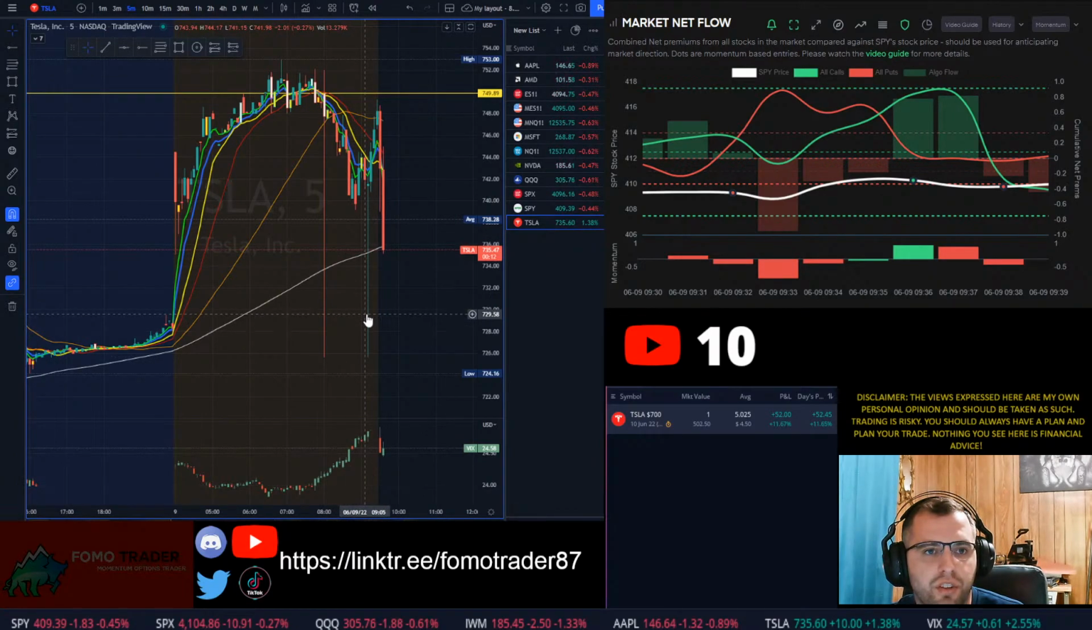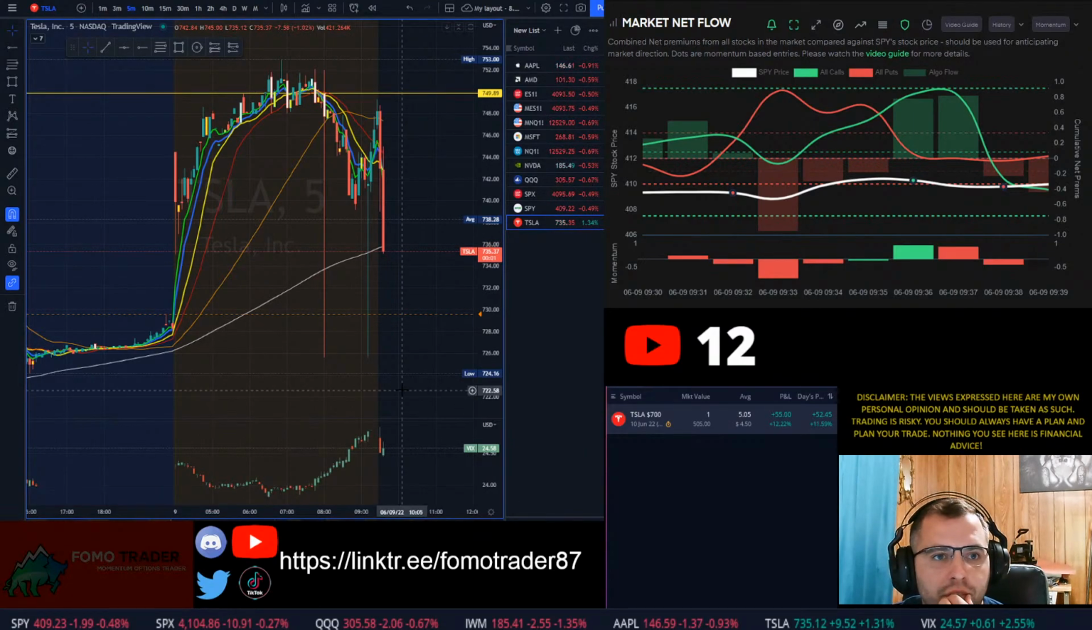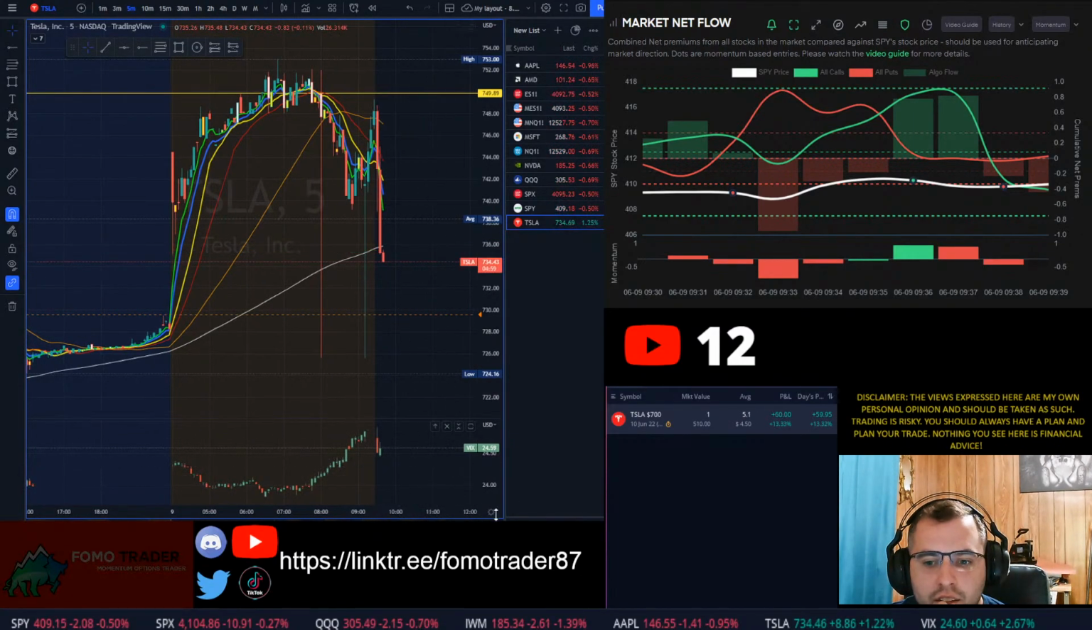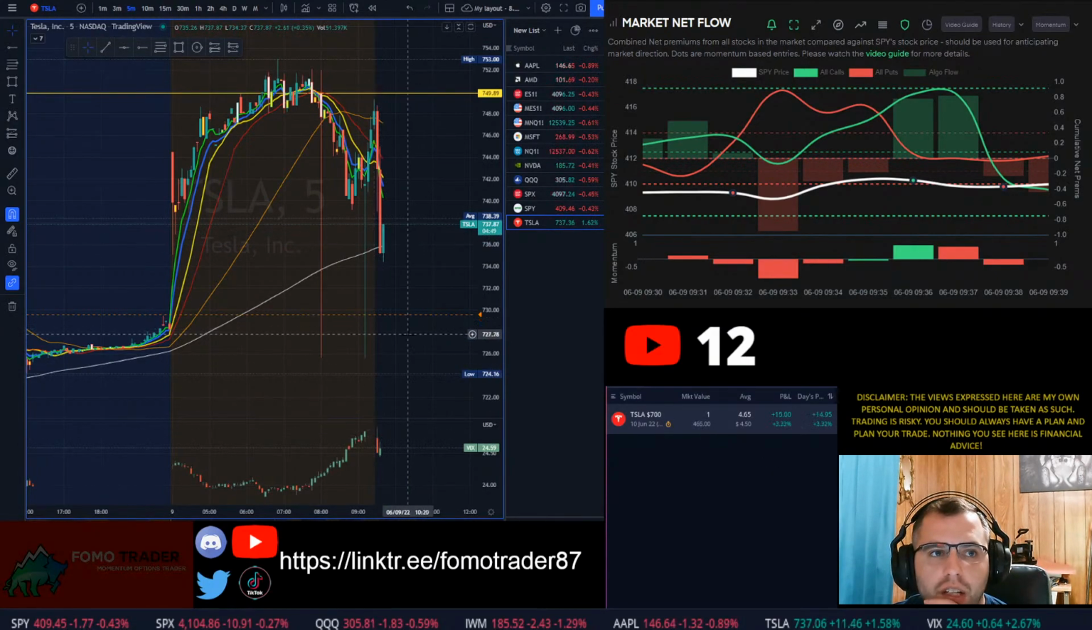So gap closure is about the 430 area. So I'm going to set an alert for right here. We're up 15%. Looks to be defending this 200 MA here. I should have went ahead and locked profit. I didn't.